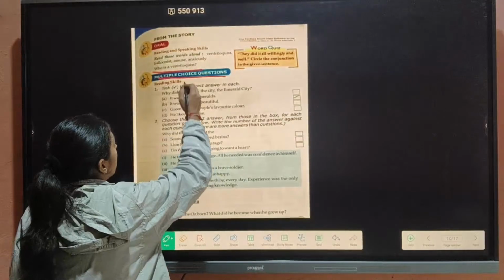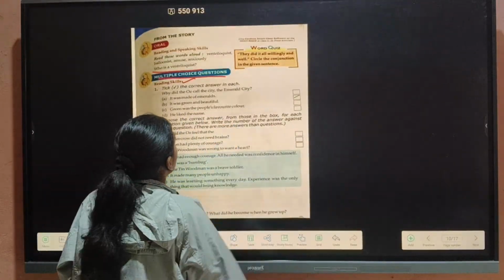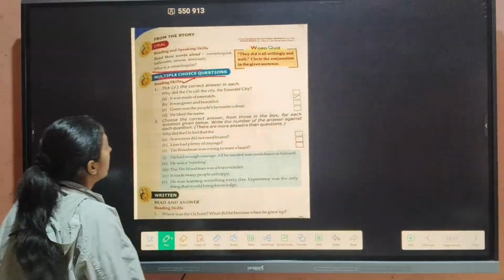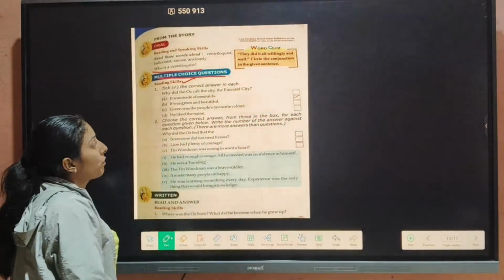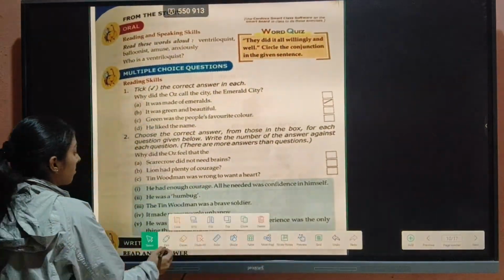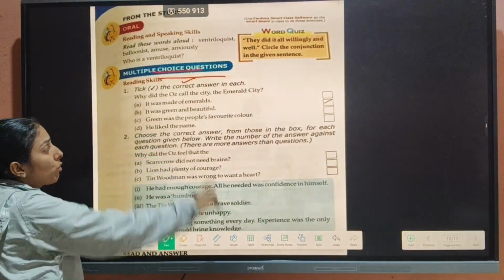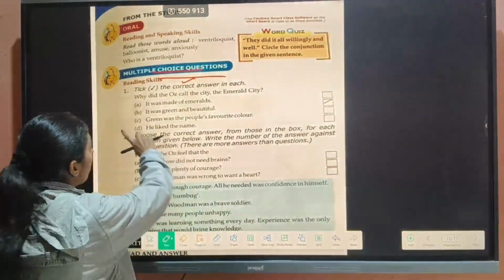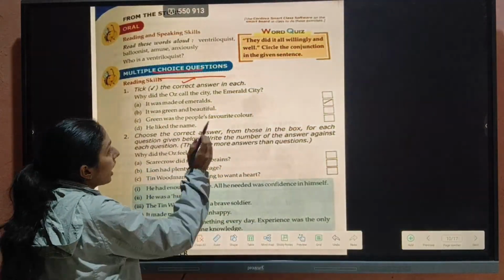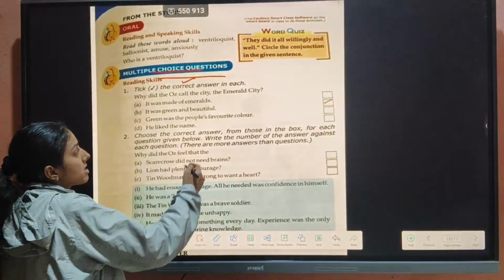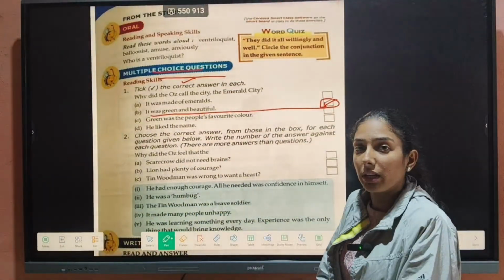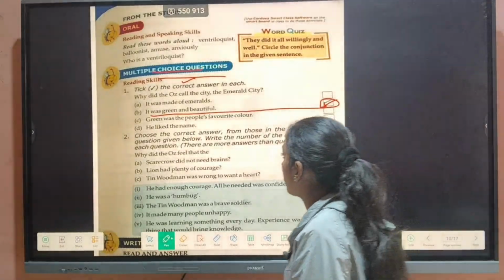Multiple choice questions, reading skills. Pick the correct answer in each. Why did the Oz call the city the Emerald City? Option A, it was made of emeralds. Option B, it was green and beautiful. Option C, green was the people's favorite color. Option D, he liked the name. Why did he call the city Emerald City? Because it was green and it was beautiful. That is why he called it Emerald City.